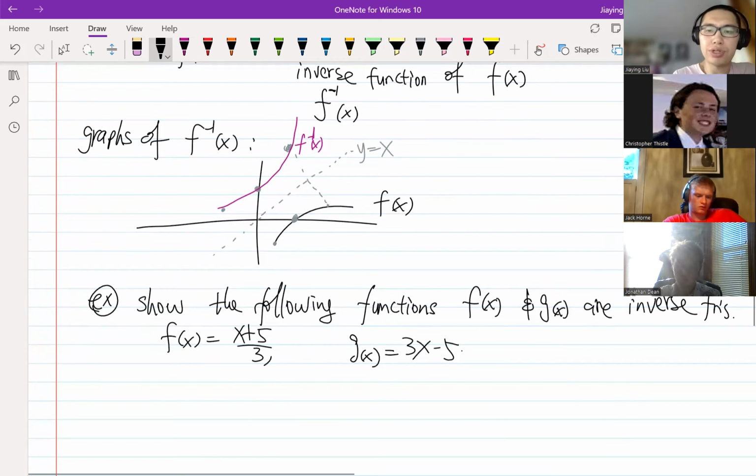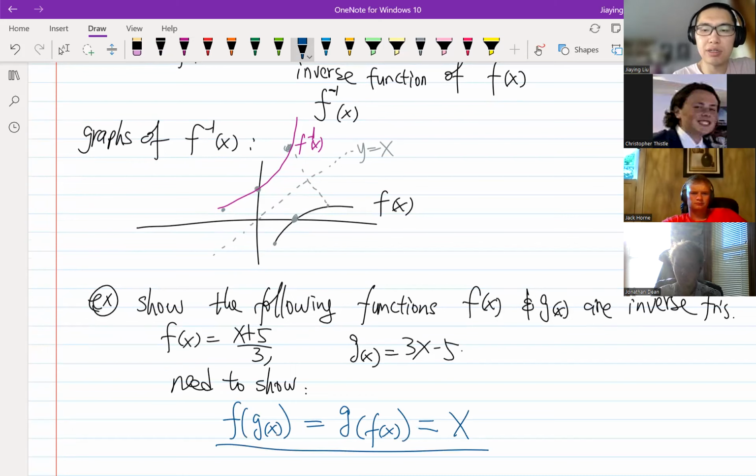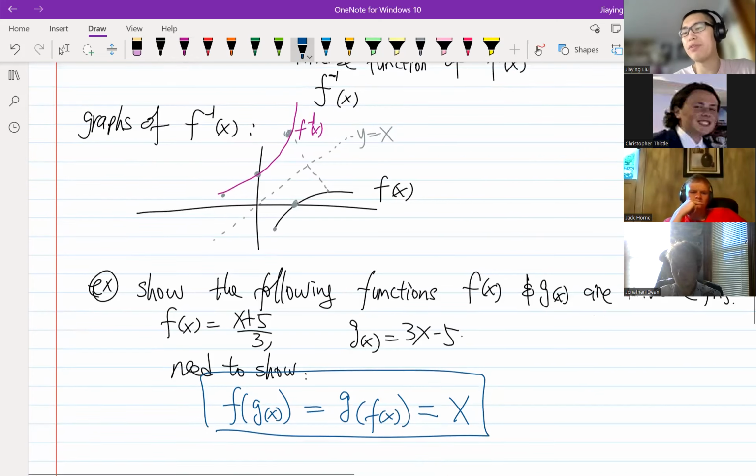So in order to show those two functions are inverse functions, we need to show that the composition of f of g of x must equal the composition of g of f of x, and both of them must equal x. So we basically have to show f of g of x equals x and g of f of x equals x. So we have to do two parts.